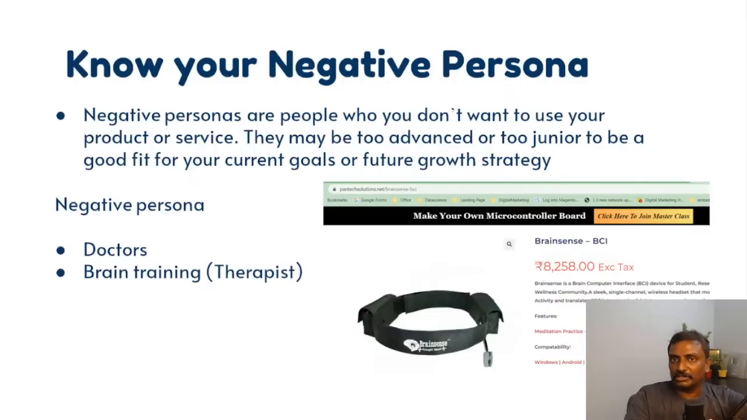But the negative persona is doctors and brain training therapists who want to purchase this product for their therapy. Whenever these people purchase the product, we always get a complaint. So whenever we get any inquiries, we ask, what is your use case? Are you going to use it for a student project or for therapy? If it is for therapy, then we strongly recommend not to purchase the product. We never sold the product to doctors or therapists who use it for brain training. So you should also know your negative persona, whom you should not sell the product to. That negative persona is also important.